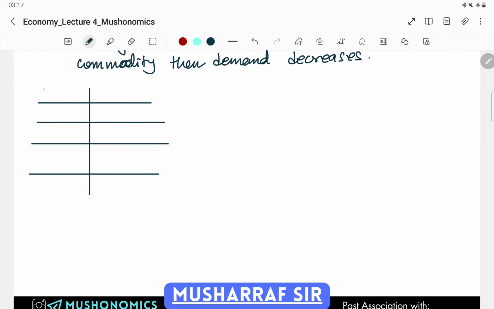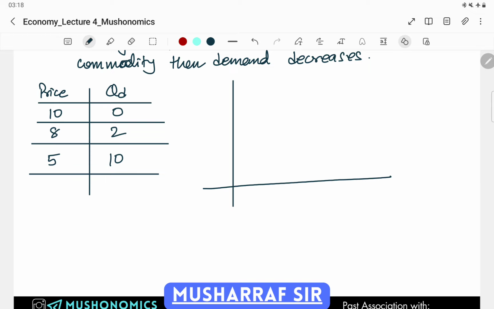Okay, suppose this is price and this is quantity demanded. Suppose at price rupees 10, the quantity demanded is 0. If price declines from 10 to 8, then demand increases. Then again price declines from 8 to 5, so the quantity will increase again and it becomes 10. So how can we plot this graph? Plotting the graph is not mandatory for the exam, but it is just for a clear understanding of the idea we are trying to convey.